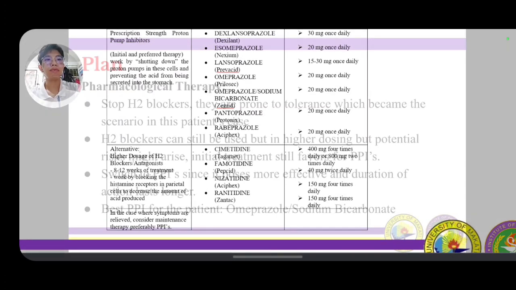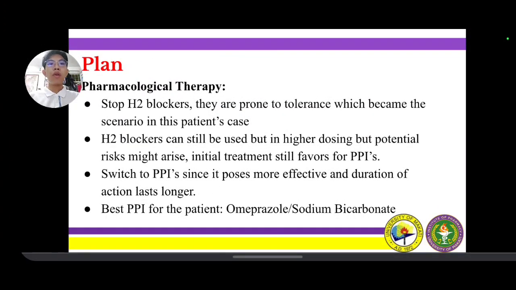For our pharmacological therapy, first, we have to stop the H2 blockers, which is the famotidine in the patient's case, because they are prone to tolerance, which became the scenario in the patient's case.